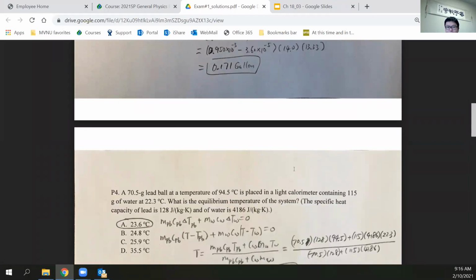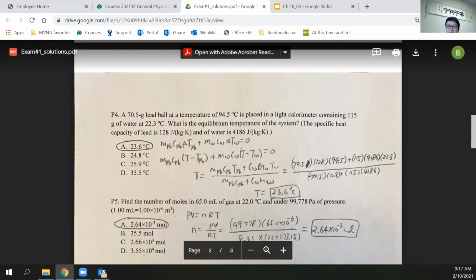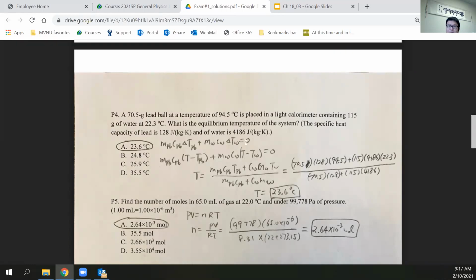Number 4 is for a calorimeter. I think we did this one example in class. You also had a similar example during the lab. Basically, the heat for lead plus the heat for water should be equal to 0, and you're solving for T then.